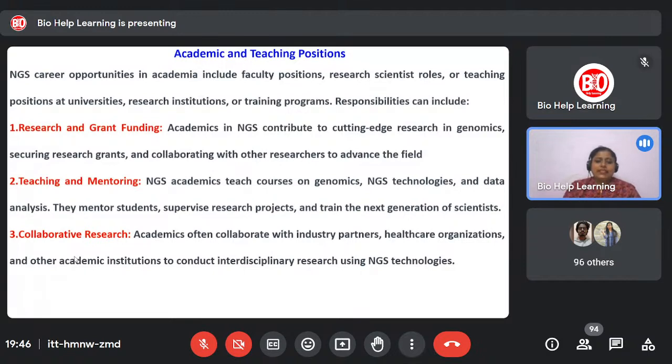Actually, for academic and teaching positions, you can also get any position in the field of research and grant funding. Means if you have any good research, you can just write a project, you will get the funding. Second is teaching and mentoring. You can take lectures also. And the third one is collaborative research, because no one has that kind of knowledge about bioinformatics. So if you learn this NGS data analysis, you can be a collaborative researcher, or you can get multiple papers. You can get multiple recommendations also, so that you can go anywhere else or to any good position. So this can be a good opportunity for you all also.